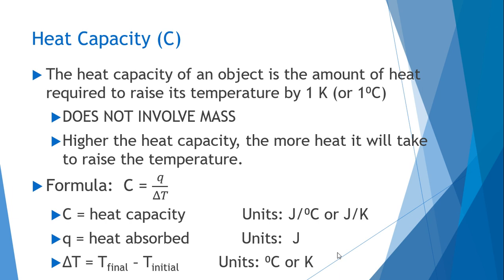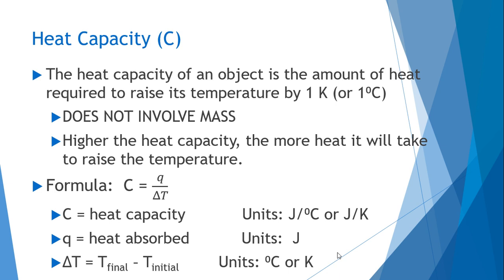So we're going to talk about heat capacity, and you can write down this stuff if you want, but this is not the equation that you're going to see on your homework. I'm just introducing this to you because we will build off of it. Heat capacity is defined as the amount of heat required to raise an object's temperature by 1 Kelvin or 1 degree Celsius. One thing you should know about heat capacity is it does not involve mass. The higher the heat capacity, the more heat it's going to take to raise the temperature. And our formula is C equals Q divided by change in T.